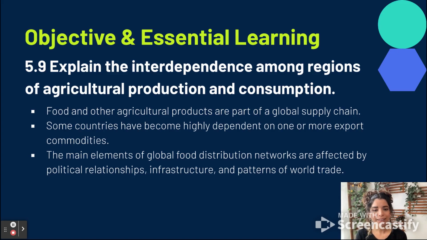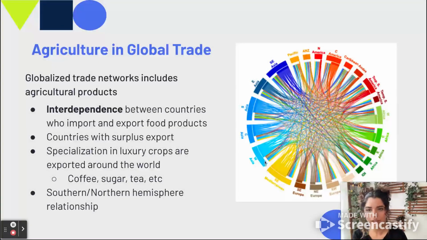Some countries have become highly dependent on one or more export commodities, and also main elements of global food distribution networks are affected by political relationships, infrastructure, and also patterns of world trade. So, in terms of global trade, our globalized trade networks absolutely include different agricultural products. Just like with any other type of product on the global market, there's this interdependence between countries that import and export food products. That is, I think, beautifully pictured here, right?